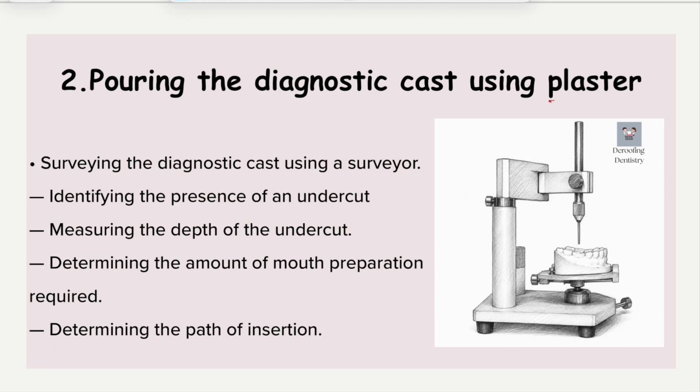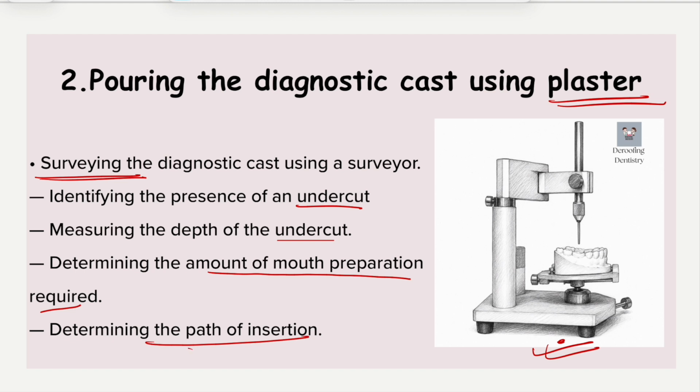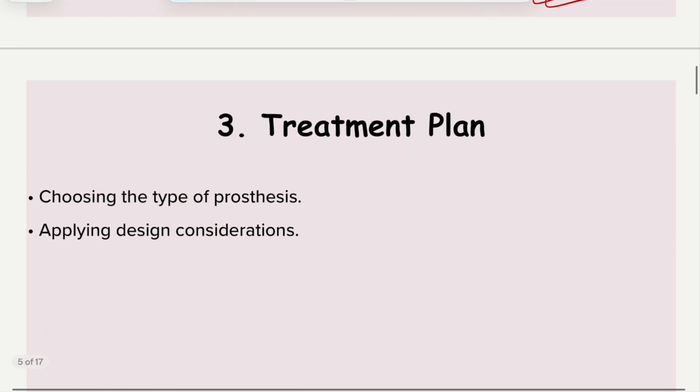We pour it using dental plaster. After that, we will do the surveying of the diagnostic cast with the surveyor. The diagram that you're able to see here is the surveyor. The surveyor is used to check the undercuts and the depth of the undercuts, to determine the amount of mouth preparation that will be required, and to determine the path of insertion. We will evaluate everything with the diagnostic cast. Once the diagnostic cast is poured and evaluated using the surveyor, we will do the treatment planning.